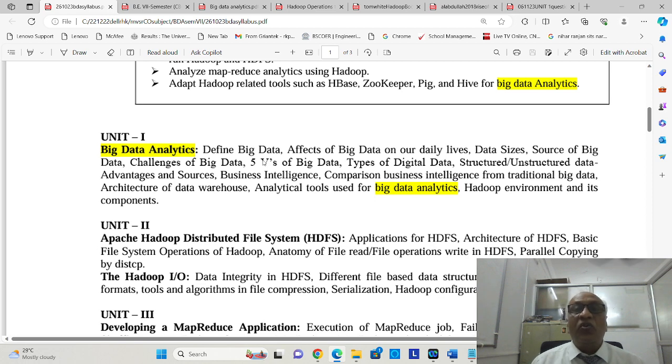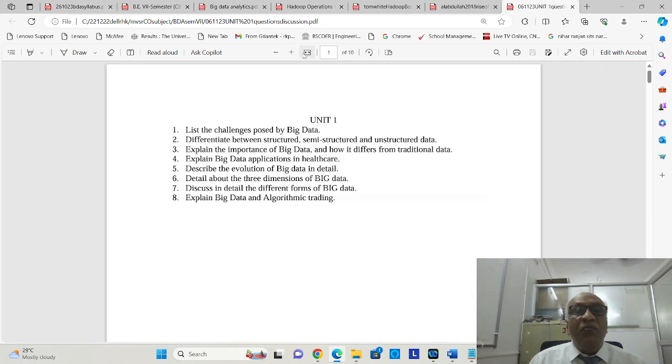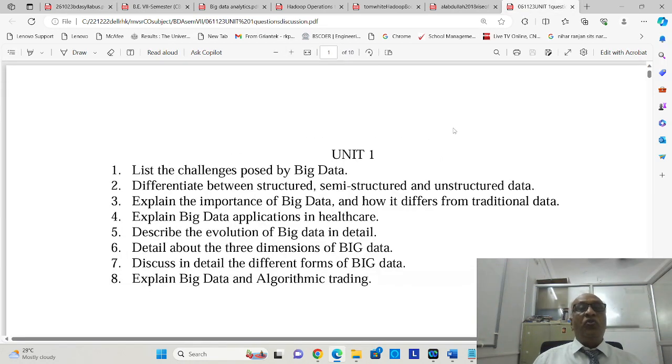In that continuation, what we are trying to do today is, Unit 1 may be having some important questions. Those important questions we may start discussing. So today's agenda for the lecture is we will be discussing the first question from the question bank of Unit 1. And if you look at the question bank of Unit 1, these are the questions which are listed out.